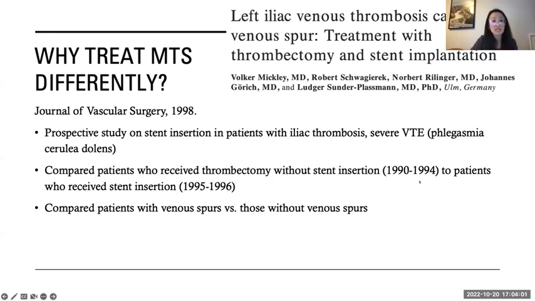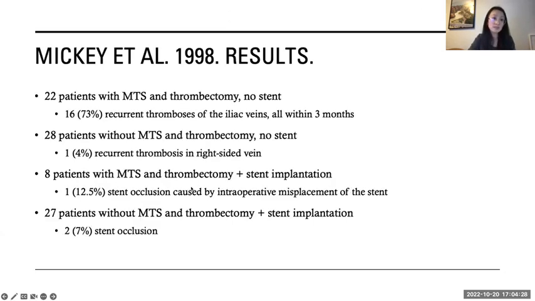And the reason that they did this in a time interval, 1990 to 1994 and 1995 to 1996, is because in 1995 they had a large change in their center's guidelines for treatment of patients with iliac stenosis. They basically said that in patients with iliac stenosis or signs of MTS, they did recommend stent insertion at that time. So there was a big change in their mentality in 1995, which is what drove this paper to be done.